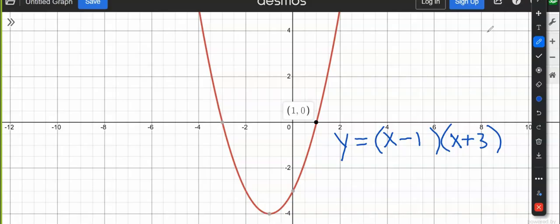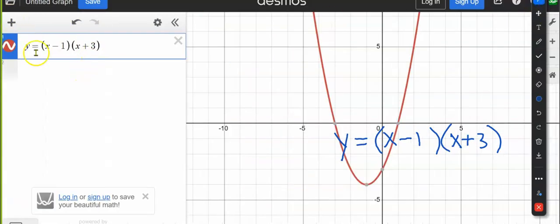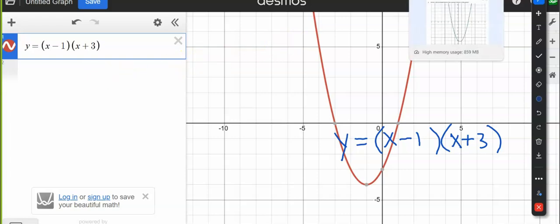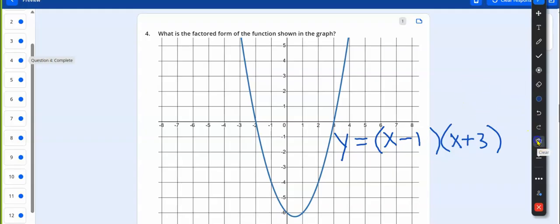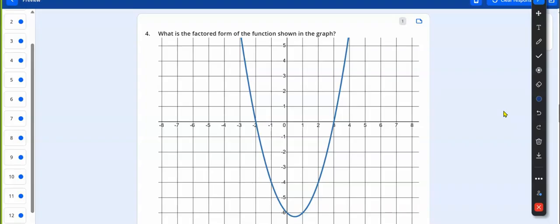Okay, so is that the way I would write it, like the y equals? That's exactly the way I wrote it, and that's exactly the way I typed it into Desmos. Okay. What else? Could we do another one like 10? Number 10.